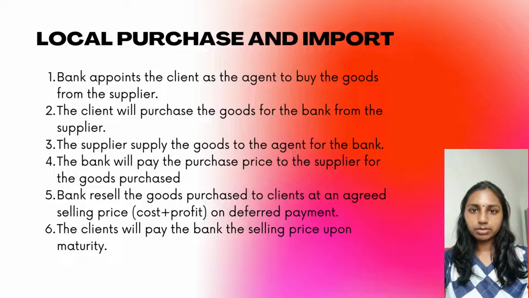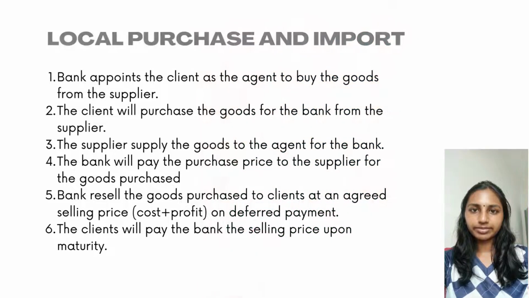The bank will pay the purchase price to the supplier, and the bank will resell the goods that the client wants at a selling price, which is a cost plus profit price. At the time of maturity, the client will make payment of the selling price to the bank.